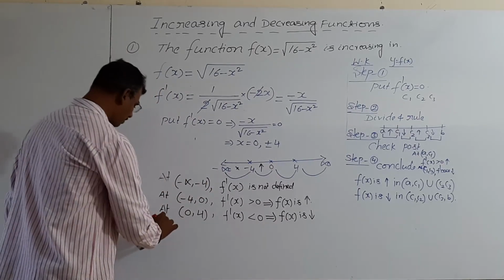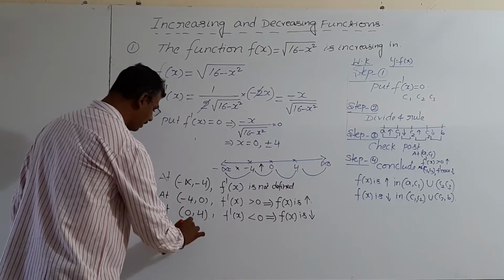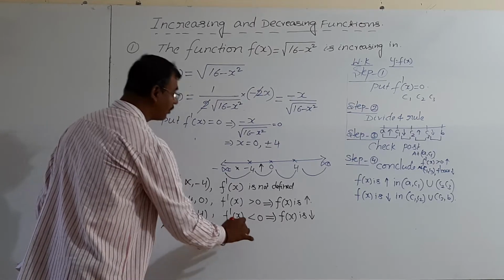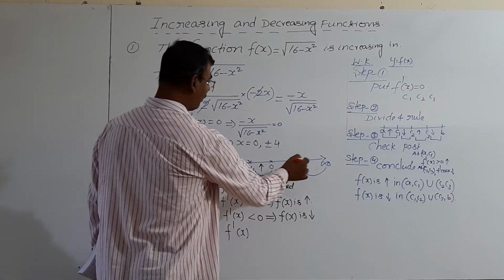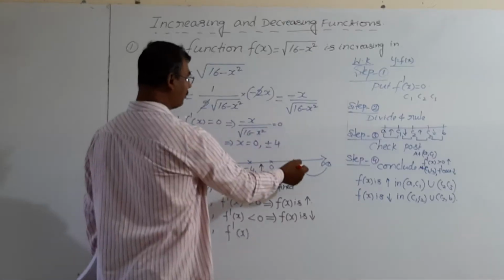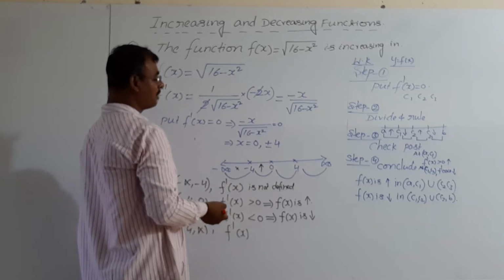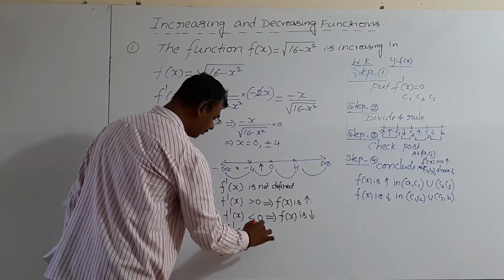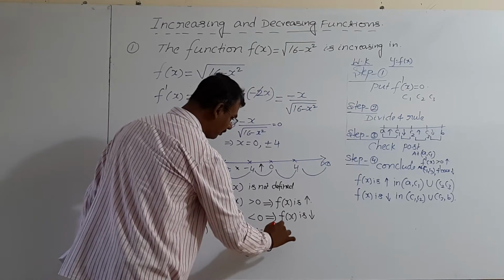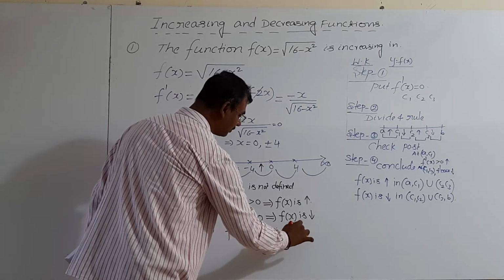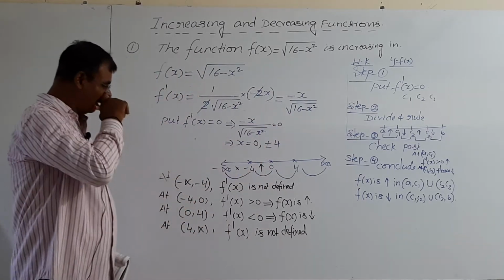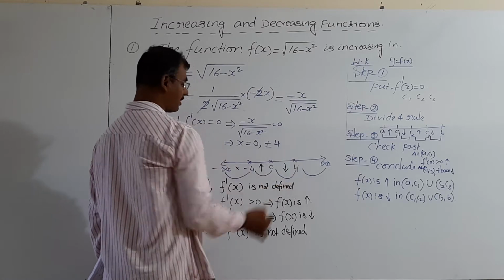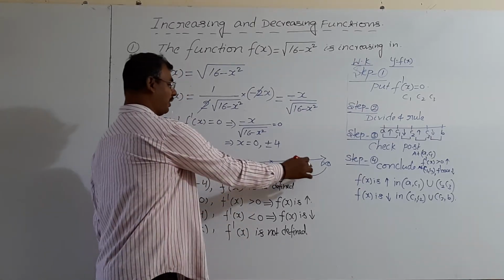Similarly, for 4 to infinity, in this interval check the f dash of x value. If I take any number between 4 and infinity, the next number after 4 is 5. Substitute that, and we get undefined. These are not real numbers, we get complex values here. So here it is increasing, here decreasing, and here not defined in this interval.